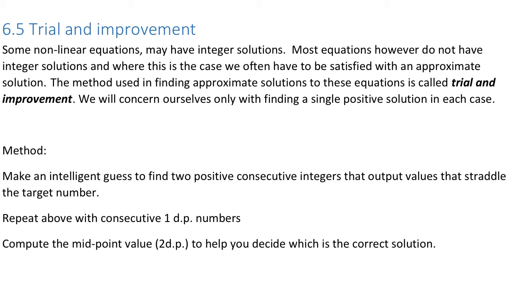So what we do, we make an intelligent guess until we've got two consecutive integers or whole numbers that straddle the target number. Then we go to one decimal place and we try and get two consecutive one decimal numbers that straddle the target number, and then we go halfway between those two to decide which is the correct solution. This is a really intuitive process, and it's one that we shouldn't struggle with.